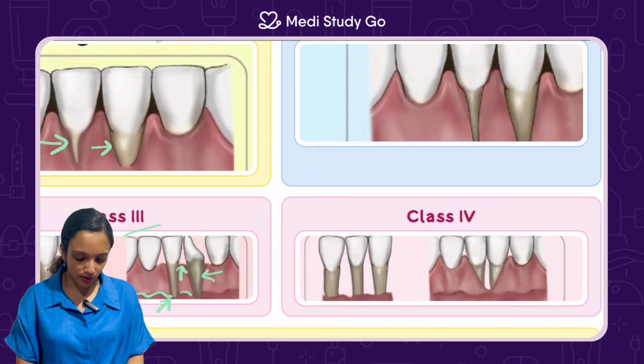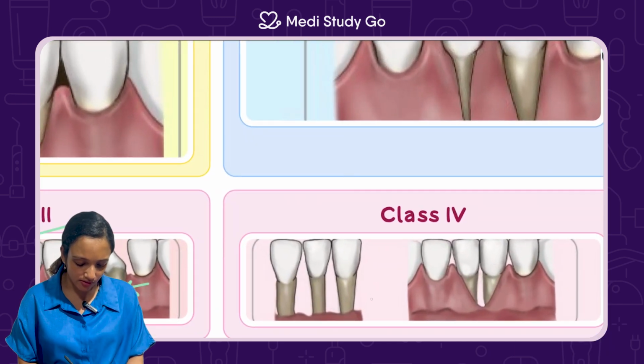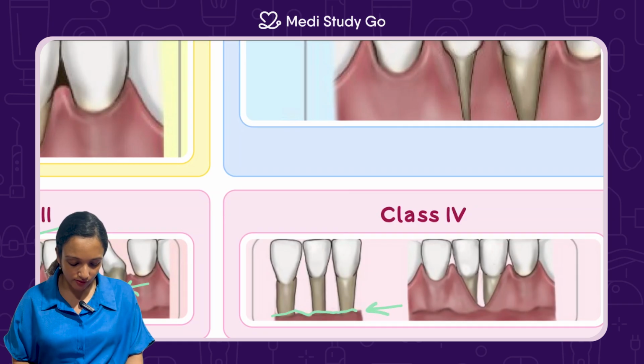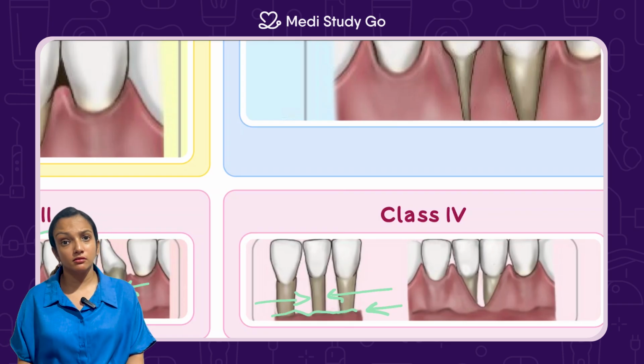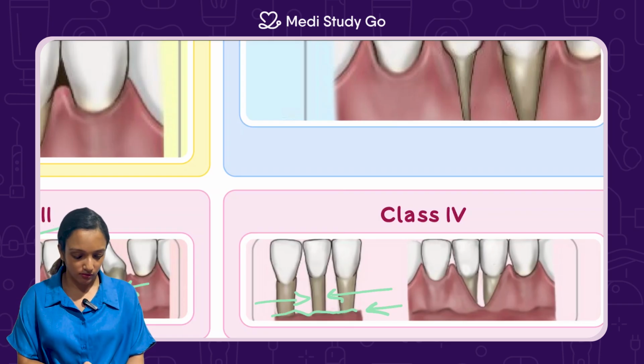So if you look at the clinical picture, it will be something like this. The recession has extended beyond the mucogingival junction. There is loss of interdental bone and soft tissue, and there will also be severe tooth malposition.